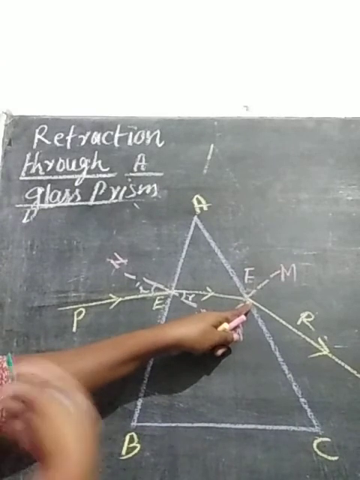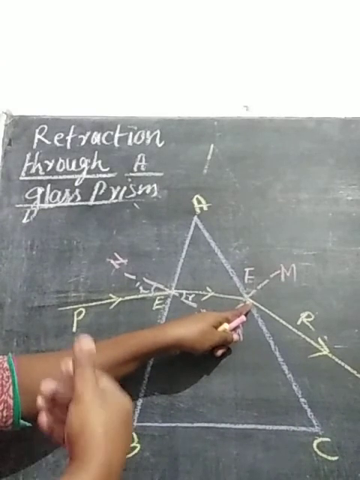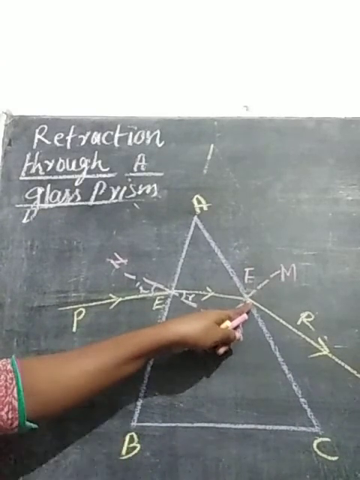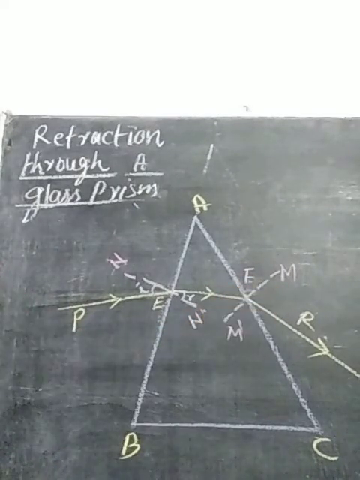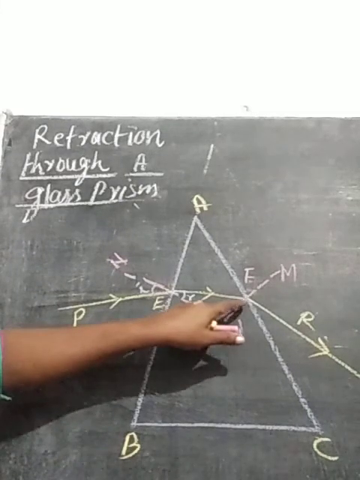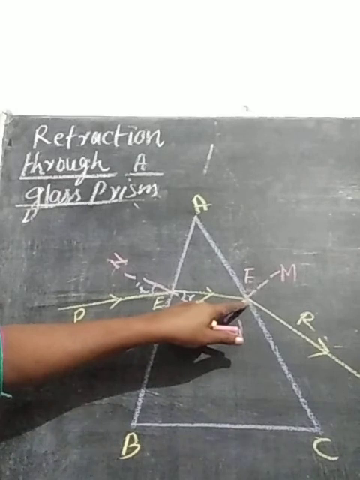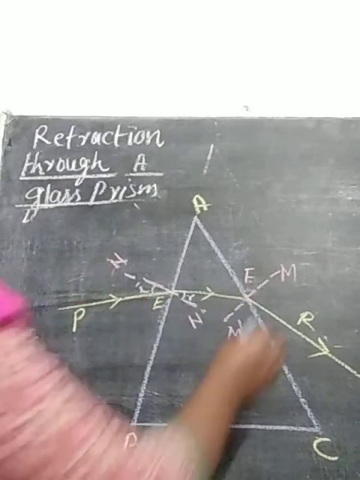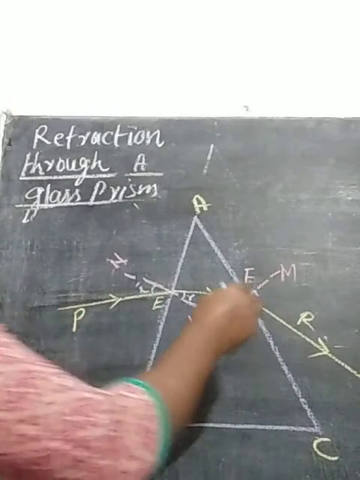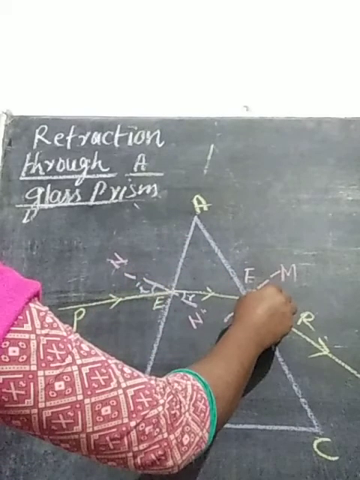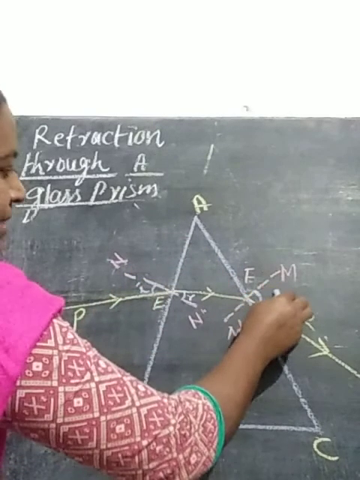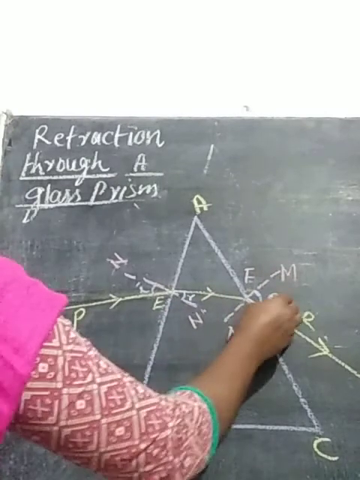Again, I have one more incident ray and one more refracted ray. That is the incident ray for the second refraction, and finally the emergent ray. Here the angle made by the incident ray and the normal is the angle of incidence, and the angle made by the refracted ray and the normal is the angle of emergence, e.